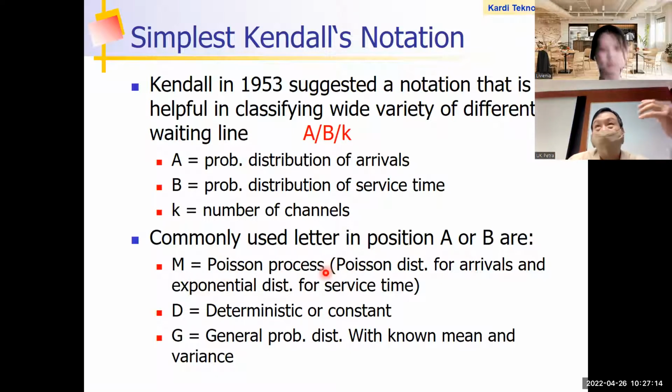What is the meaning of Poisson process? Meaning this is random. Okay. Random distribution. Later we will discuss in more detail what random means. Next is deterministic. So for example, what is the possibility of deterministic?